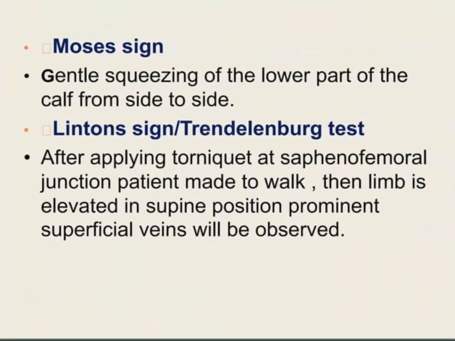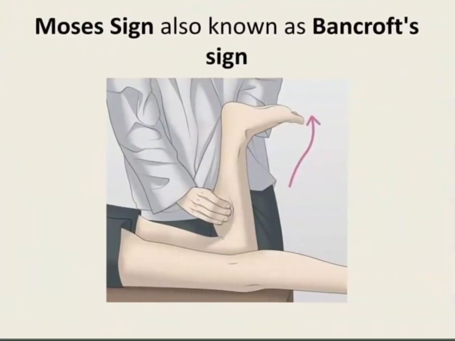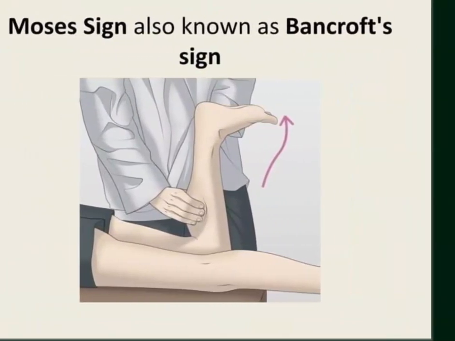We also have a Moses sign, also called a Bancroft sign, which is just gentle squeezing of the lower part of the calf from side to side. We also have a Linton sign or a Trendelenburg test. Okay, you apply a tourniquet at the saphenofemoral junction and ask the patient to walk. Then you observe the patient for elevation in the superficial veins. Okay, so that's the Moses sign, also known as the Bancroft sign.